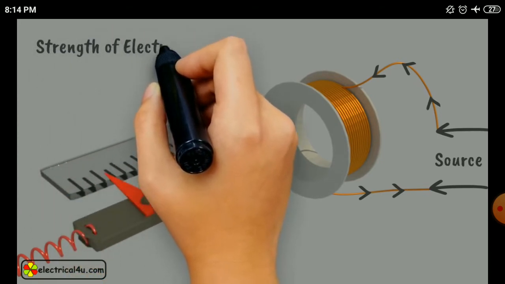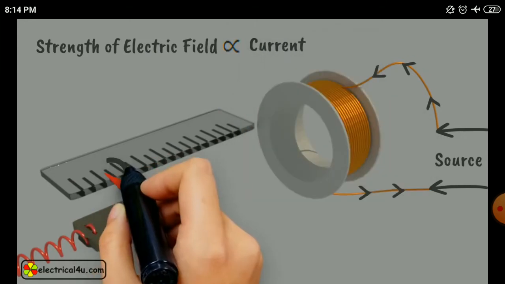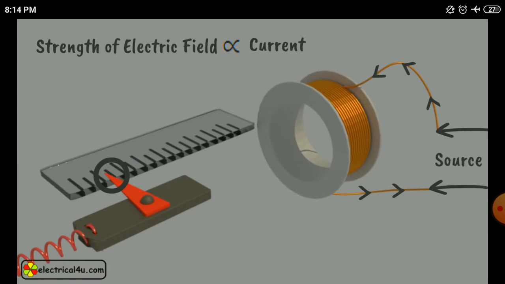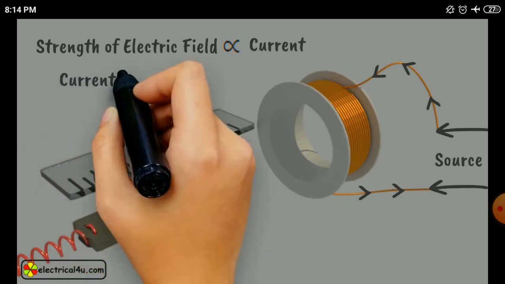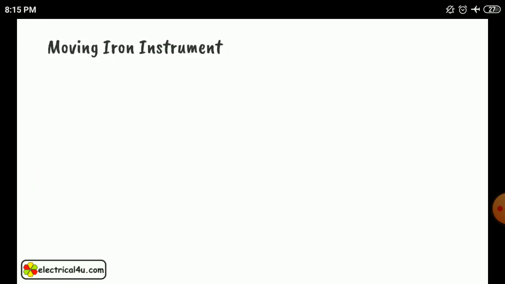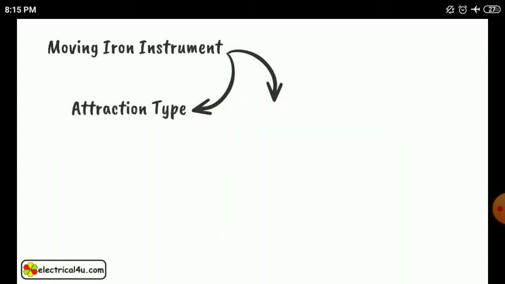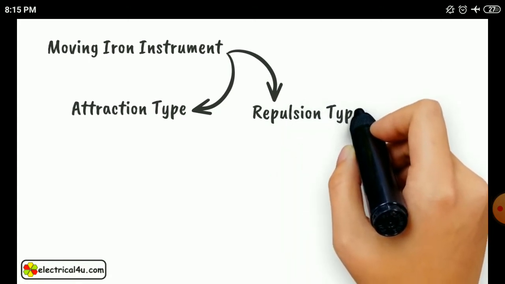The strength of electric field is proportional to the current through the coil. Hence, position of the pointer can indicate the quantity of current in the circuit. Here it indicates how much current is supplied by the source. As the current is proportional to the voltage of the source, it can also measure or indicate the voltage of the source. The moving iron instrument is mainly classified as two types. One is the attraction type instrument, and the other is the repulsion type instrument.